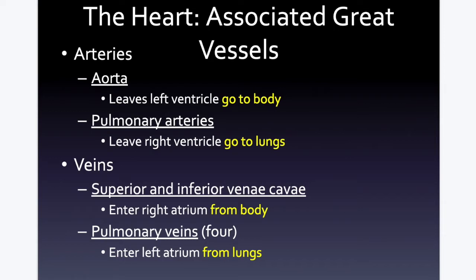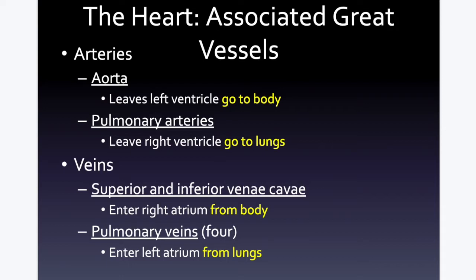Okay, so with the veins you're going to need to know, you have the superior and inferior vena cava, and they enter the right atrium. They're going to be carrying oxygen-poor blood from the body to the right atrium. And then you have pulmonary veins coming from each lung to the left atrium.